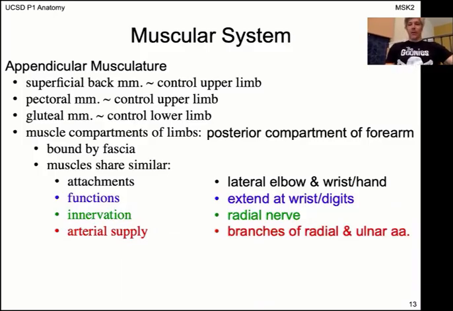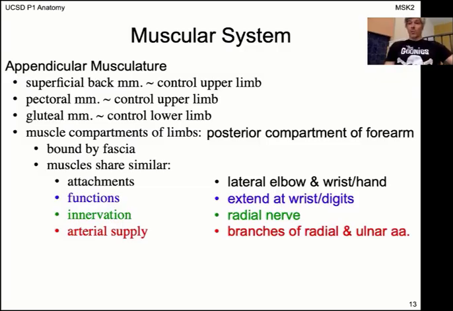And then there are branches of arteries, the radial and the ulnar arteries. Those are the arteries of the forearm and hand, basically. And those arteries tend to supply all of these posterior forearm muscles. So that's one example of a compartment of muscles that share bony attachments, actions, innervation, and arterial supply. And that same theme basically is true for one muscle compartment after another.